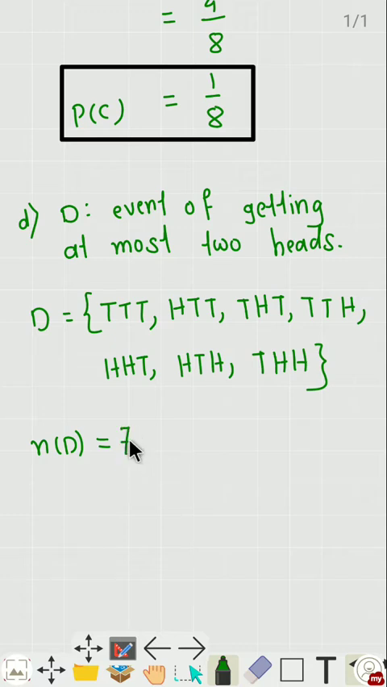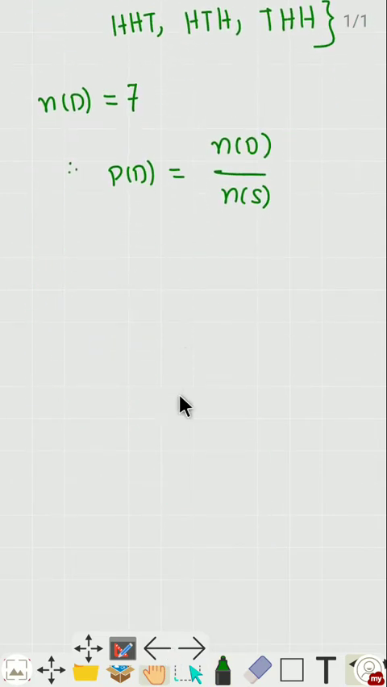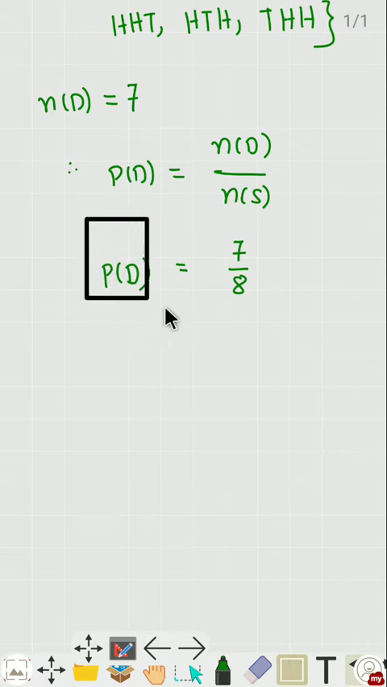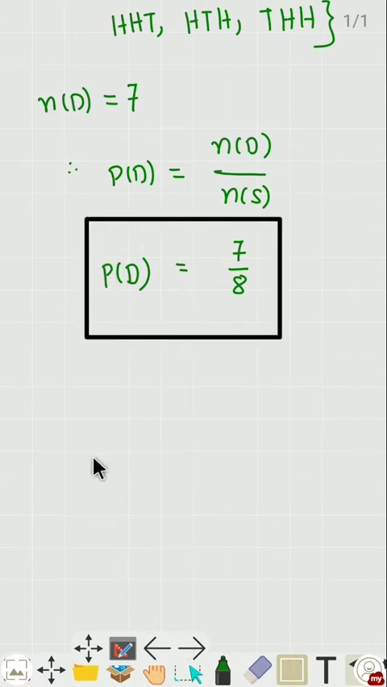So n of D is 7, and therefore we can write the probability of event D equal to n of D divided by n of S. n of D is 7, n of S is 8. So finally we have the probability of event D equal to 7 by 8. Okay, so this is the end of this problem. Now let us go to the next question, question number 2.